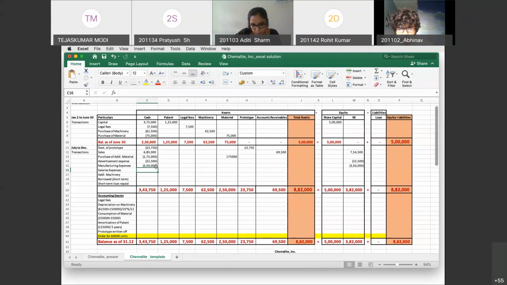Next is salary expenses. Again, anyone? Princy, Satakshi, Ritika Atal have raised hands. Let me ask Aditi Sharma.